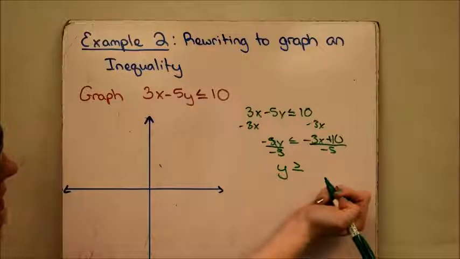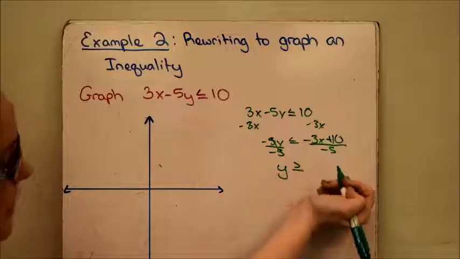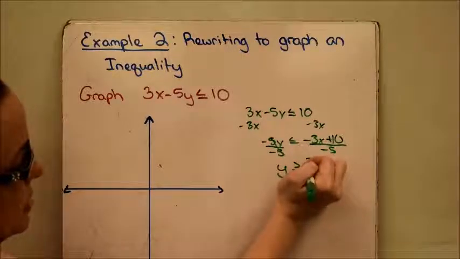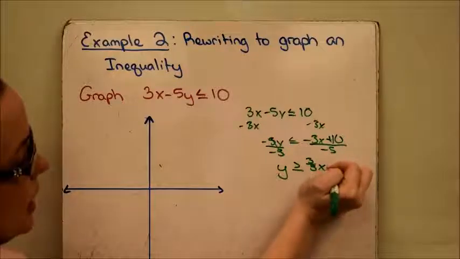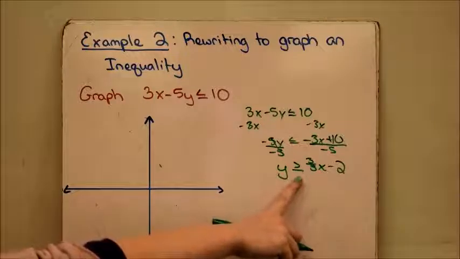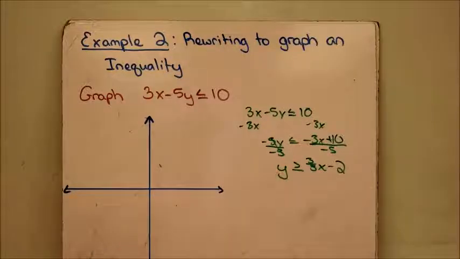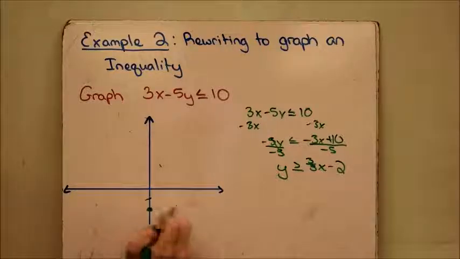Our negative 5's cancel out. Negative 3x divided by negative 5, the negatives cancel out, and we can just rewrite that as 3 over 5x. 10 divided by negative 5 is negative 2. Okay, so now we can graph this. We know this is going to be a solid boundary line because it's equal to. Negative 2 is our y-intercept.